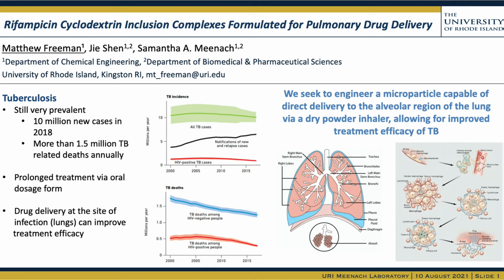One of the main issues is the current treatment plan involves an oral dosage form that is taken frequently and for a prolonged period of time. The length of treatment, which is usually 6 to 9 months, leads to poor patient compliance, while the oral dosage form results in systemic delivery and potential hepatotoxicity. So in this project, we were seeking to engineer a microparticle capable of direct delivery to the alveolar region of the lung via a dry powder inhaler, allowing for improved treatment efficacy of tuberculosis. Next slide, please.